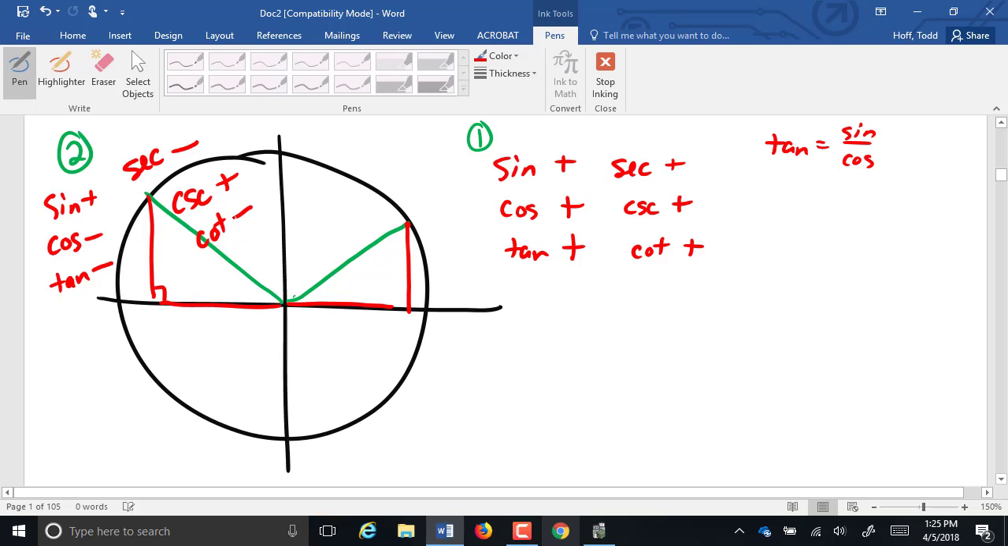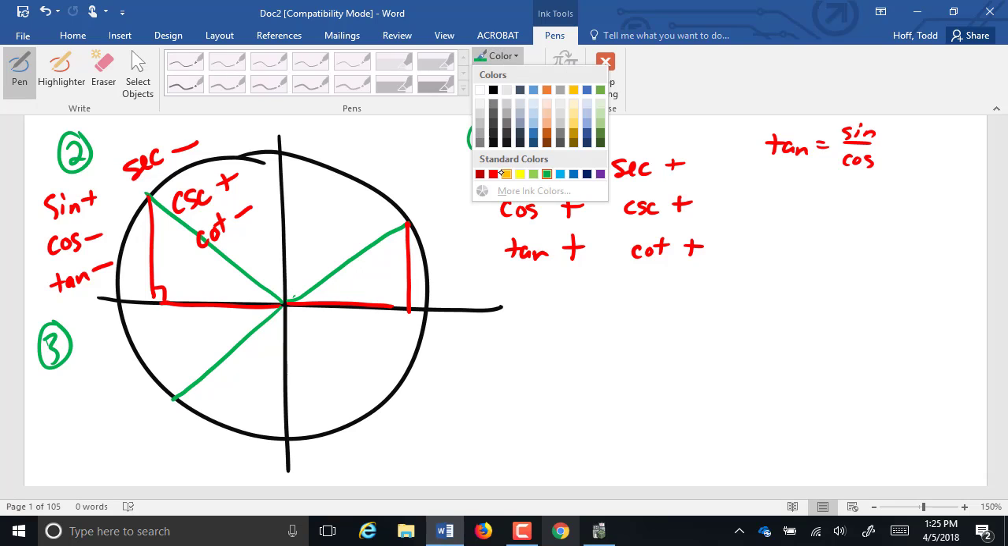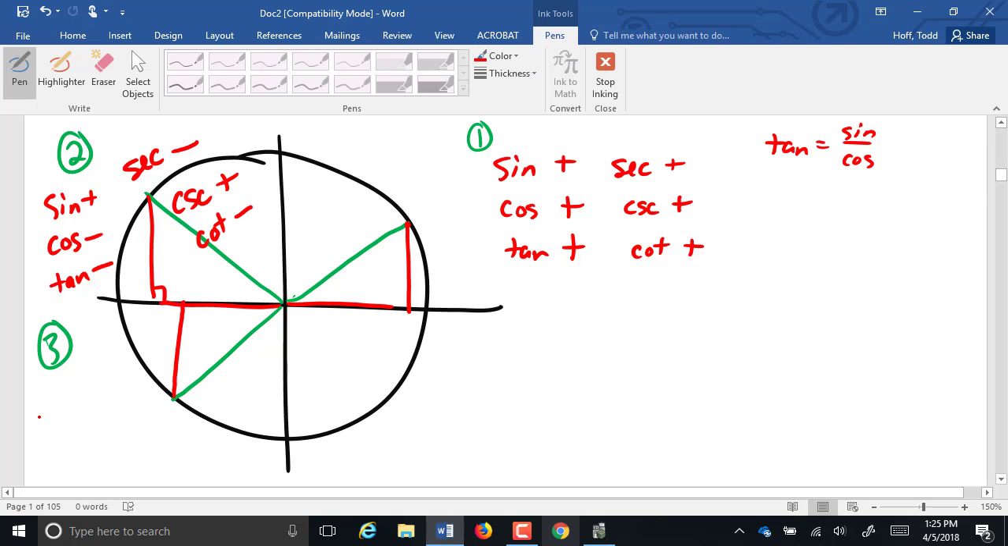Negative. Tangent's negative, cotangent's negative. Over here in the third quadrant, if our terminal side's in the third quadrant, the sine is negative. Cosine is negative. Tangent, positive, yes. Sine divided by cosine, negative divided by negative is positive.